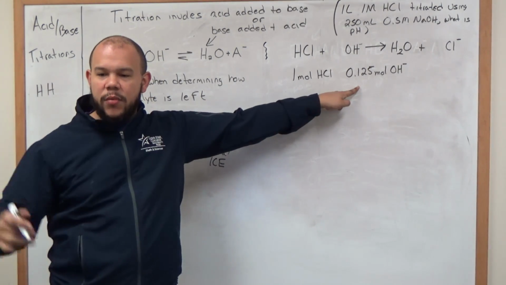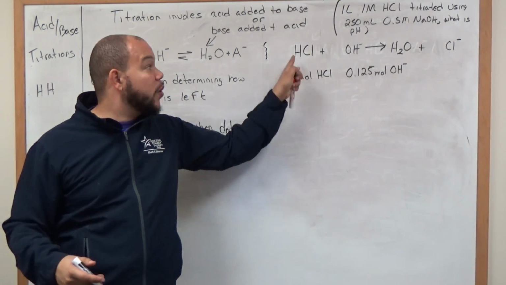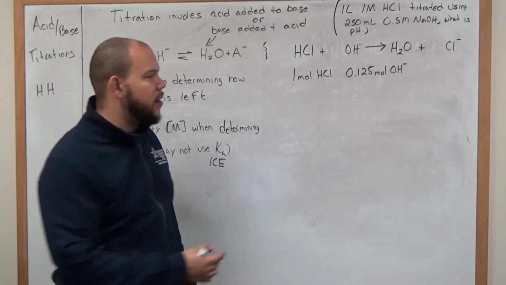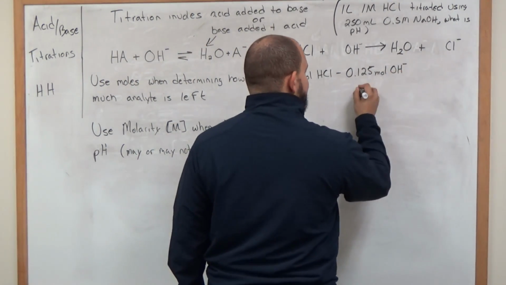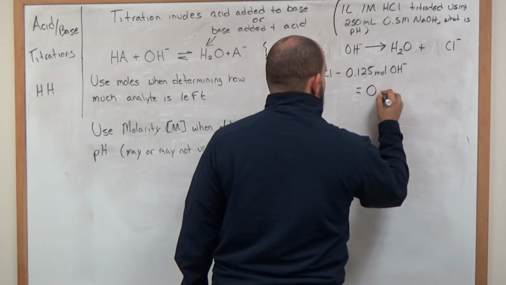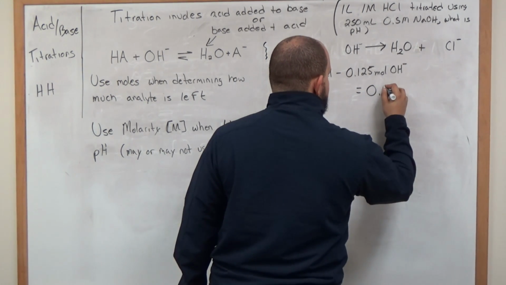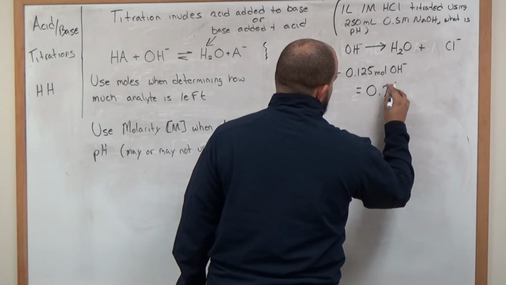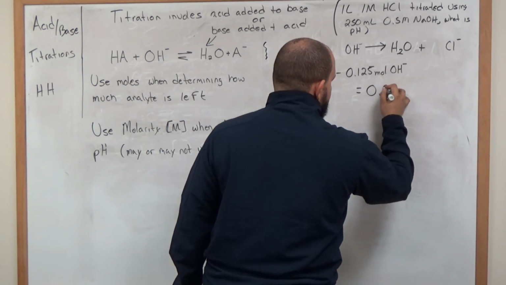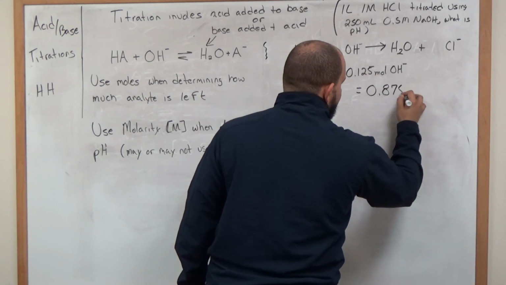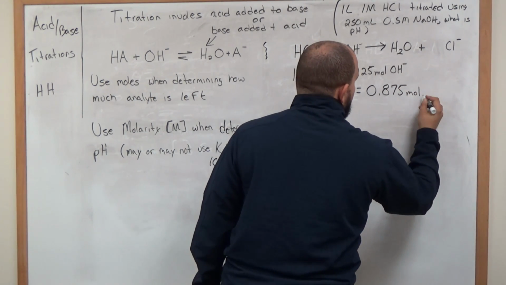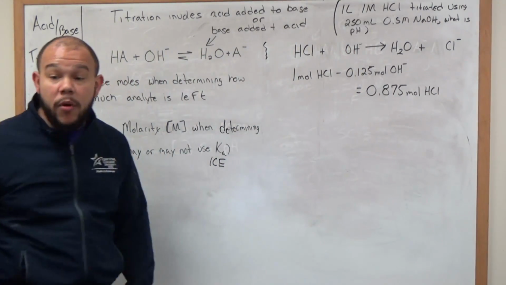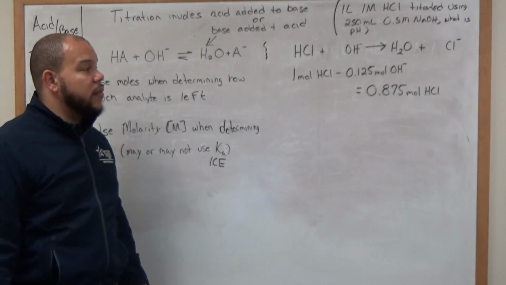This goes back to General Chemistry 1. This is our limiting reagent. The stoichiometry here is 1:1. We can subtract confidently, and that leaves us with 0.875 moles of HCl. And this is the number of moles left, right? This is the number of moles left.